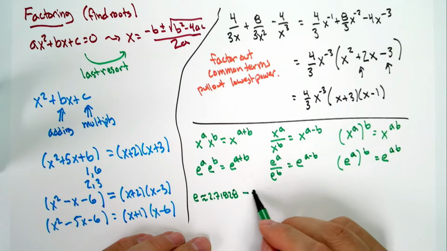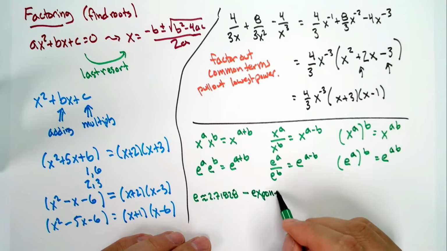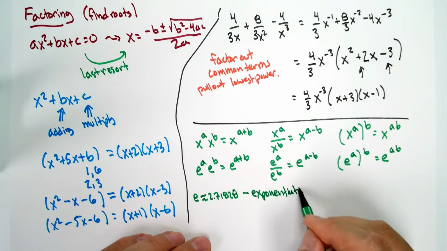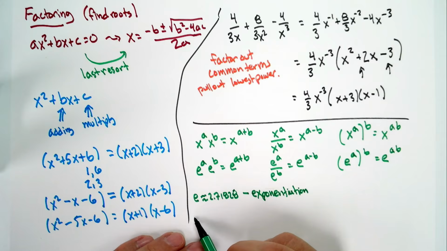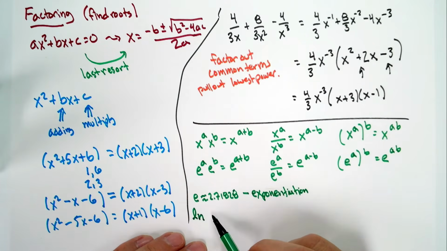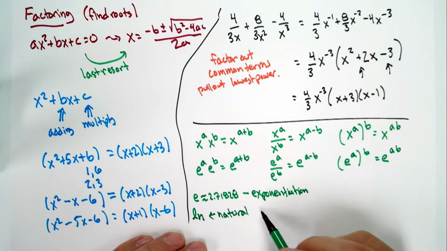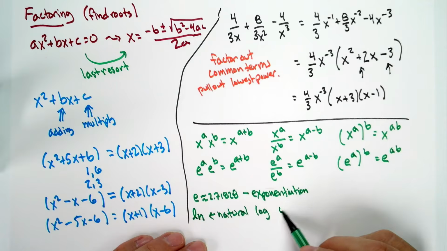Now, so what do we have? This is exponentiation. Now, is there something that is the opposite of exponentiation? And the answer is yes, logarithms. So normally we use ln. This stands for natural log. And it's the opposite of exponentiation. In other words, it undoes what exponentiation does.